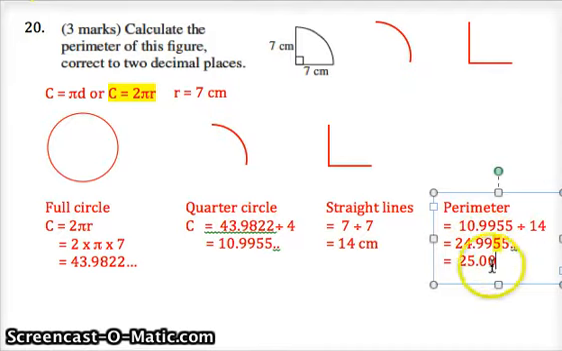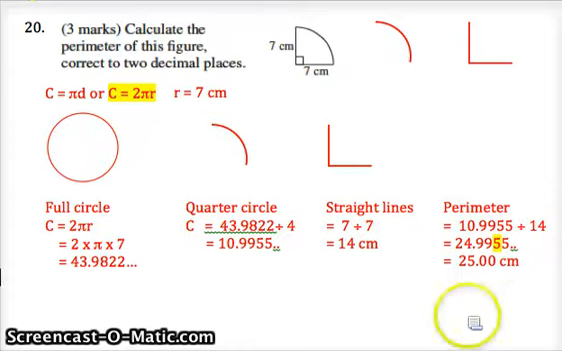So you get 25.00, and the units will be centimetres, because remember, we're working out the distance around the shape. Well, I just want that distance plus those two straight lines. It's just a distance, it's not area. And so the perimeter of the shape is 25.00 centimetres.